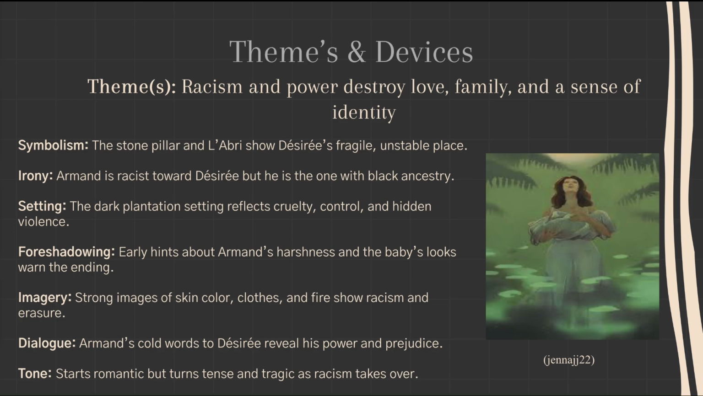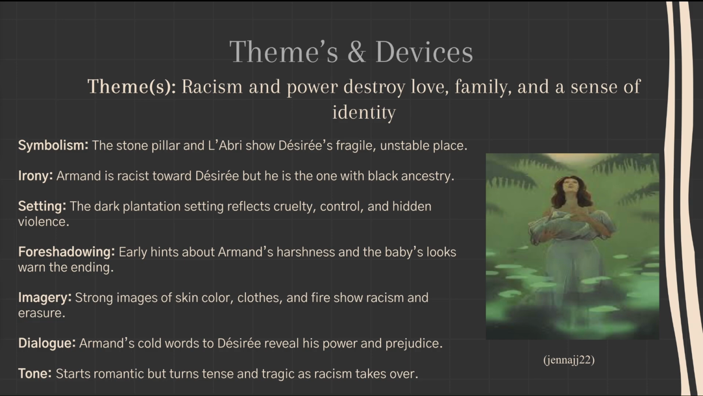Chopin uses a lot of devices to show this. The stone pillar where Desiree was found and the plantation at Labrie act like symbols. They show how unstable her place in this world is and how much control Armand has over her life. The setting of the dark plantation really creates a feeling of control and hidden violence.